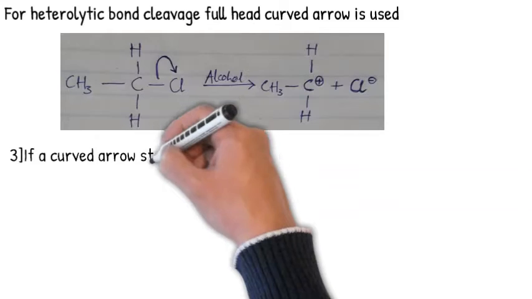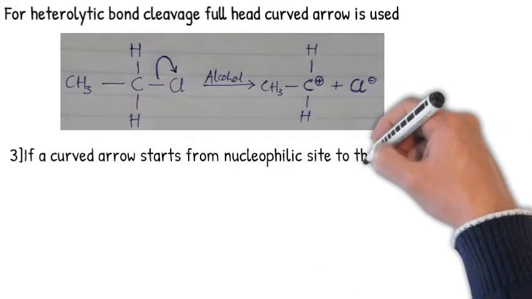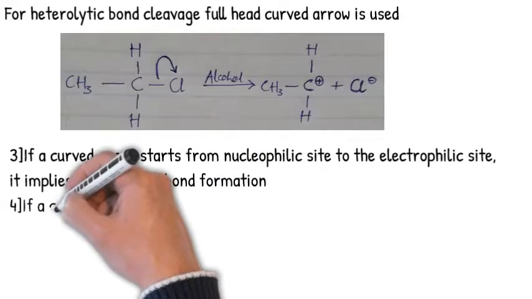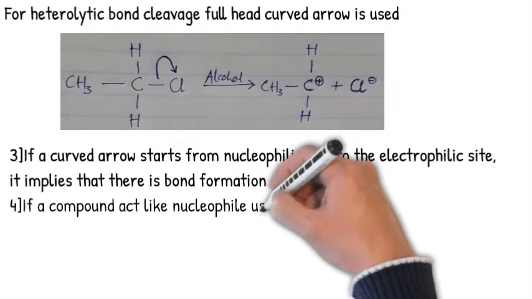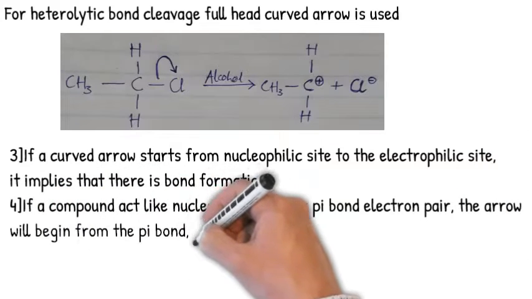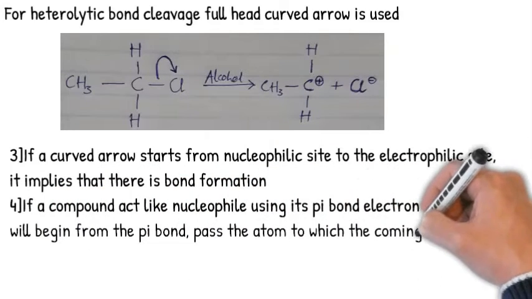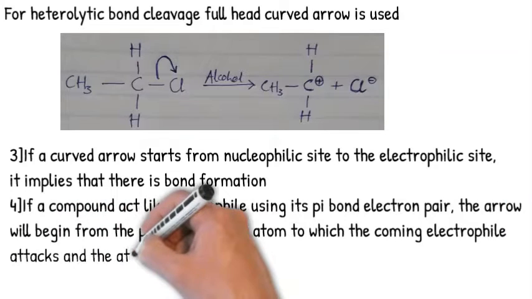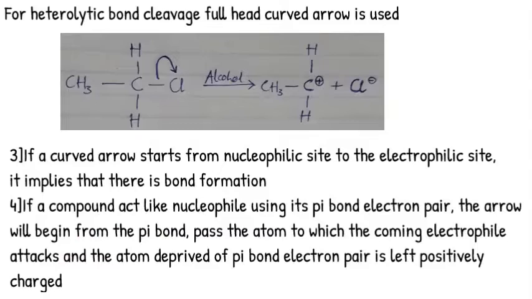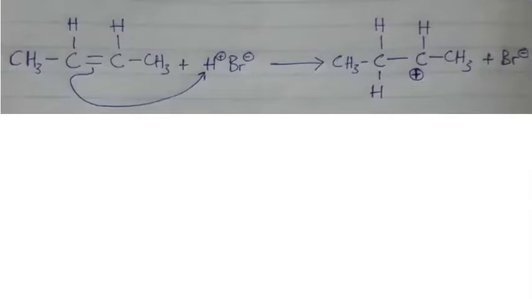If a curved arrow starts from the nucleophile site to the electrophile site, it implies that there is a bond formation. If a compound acts like a nucleophile using its pi bond electron pair, the arrow will begin from the pi bond, pass to the atom to which the incoming electrophile attacks, and the atom deprived of the pi bond electron pair is left positively charged. See this reaction.